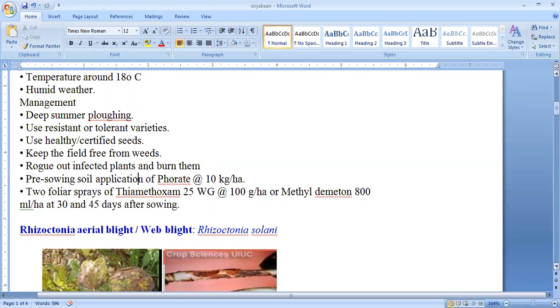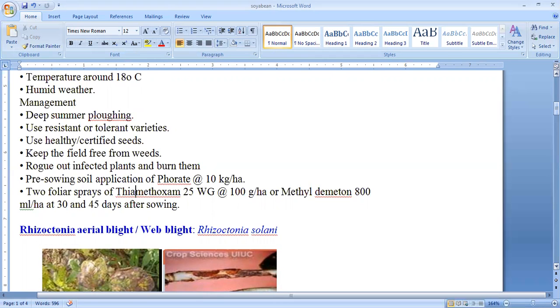Two foliar sprays of thiamethoxam 25 WG at the rate of 100 grams per hectare, or methyl demeton 800 ml per hectare, at 30 and 45 days after sowing are also very helpful.